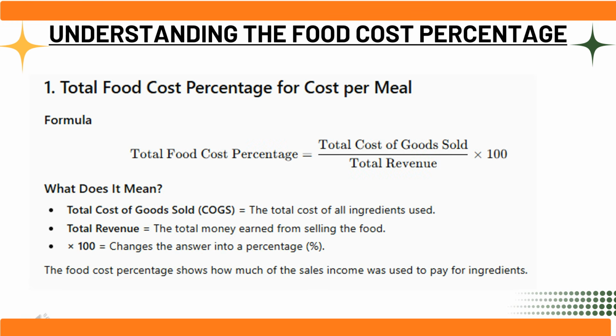Total food cost percentage for cost per meal. The formula is: total food cost percentage is equal to total cost of goods sold over total revenue times 100. What does it mean? Total cost of goods sold, COGS, equals the total cost of all ingredients used. Total revenue equals the total money earned from selling the food. Times 100 changes the answer into a percentage. The food cost percentage shows how much of the sales income was used to pay for ingredients.